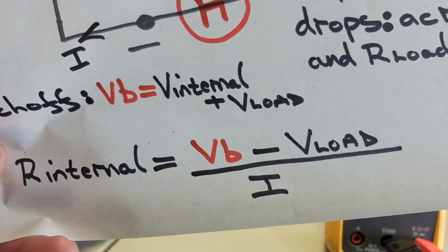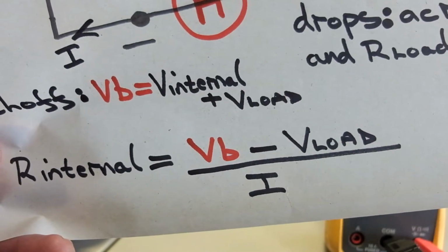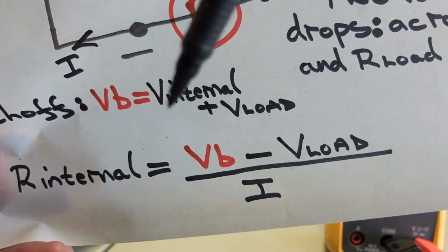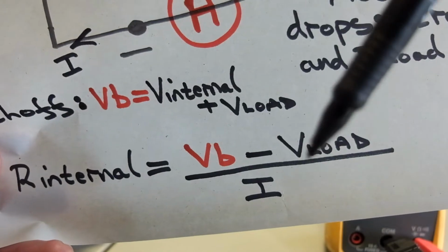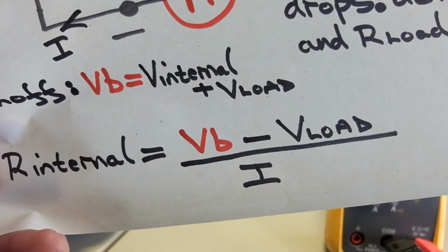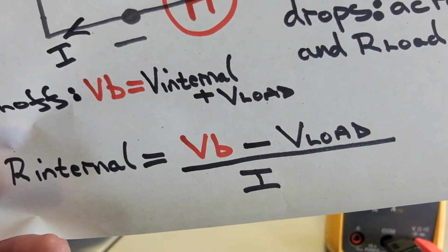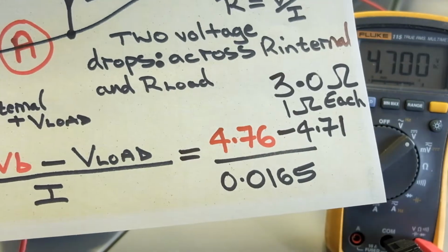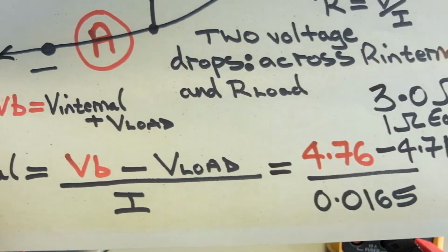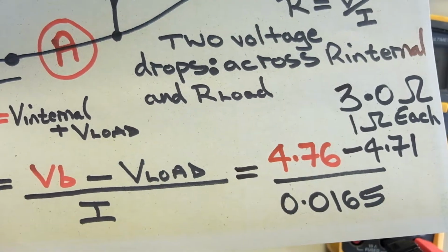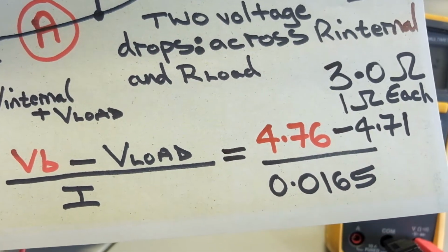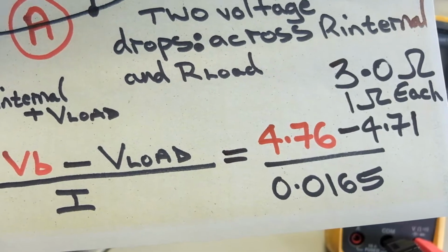To work out the internal resistance, we take the battery voltage minus the load voltage, if we rearrange this equation, and divide it by the current flowing, Ohm's law of voltage divided by current to get the resistance. Based on our numbers, we take 4.76 minus 4.71, divide that by the current flowing, which is 0.0165 amps, as in 16.5 milliamps.